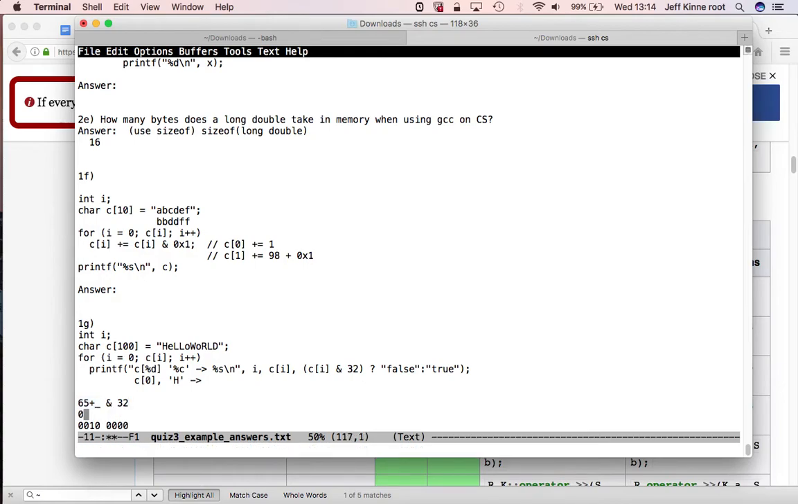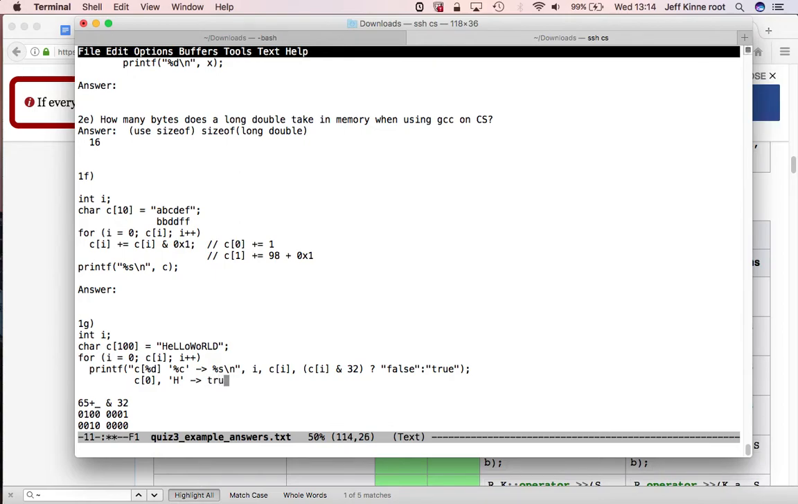65 is 1000001, so 64 and a 1. The only way we get up to 32 is if we go 31 higher than that. The H is not going to be that high, so this is going to be a 0. And the way this thing goes is if this is true, the question mark evaluates to the first item. If this is false, it evaluates to the second. So what we'll actually have here is true.